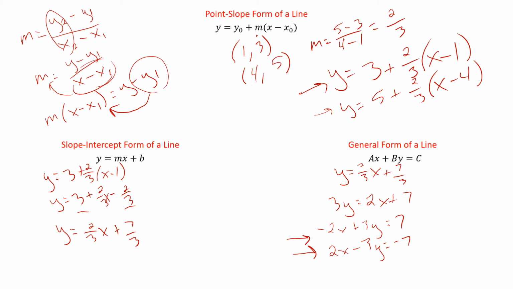But the slope-intercept and general form of the lines have really good uses when we're dealing with application problems. That would be word problems. The slope-intercept form of the line is really good when we have that rate of change.